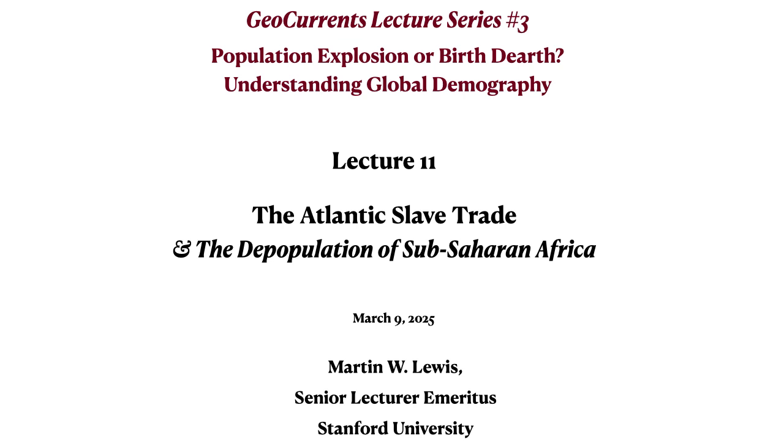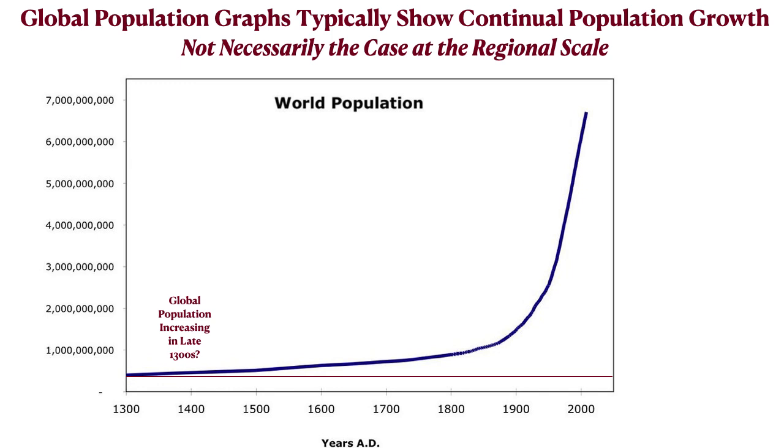Today's lecture is a relatively short one, but it's on an important topic, which is the Atlantic slave trade in the early modern period and the depopulation of sub-Saharan Africa. When we look at graphs on global population, we typically see something like this, showing population starting at a relatively low level and increasing continually and steadily, but at a low rate until sometime in the 19th century, and then moving upwards in an exponential fashion.